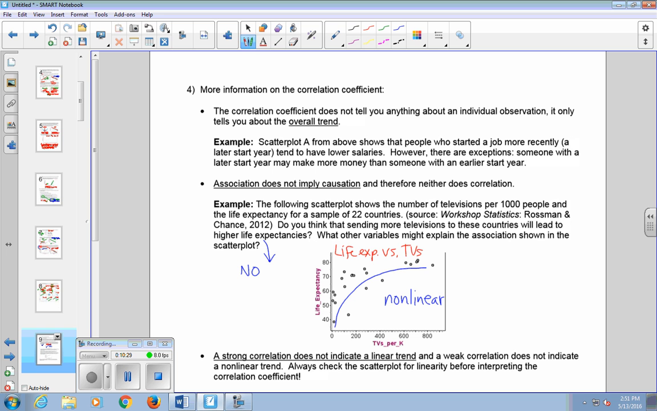So other variables that might account for this, one might be wealth. If you live in a wealthier country, you probably have better access to healthcare or better medical care. And as you know, the wealth also contributes to having more TVs per person.